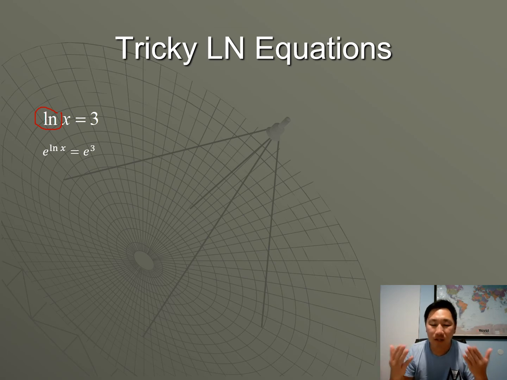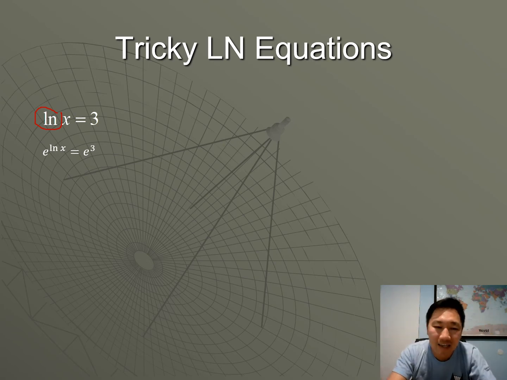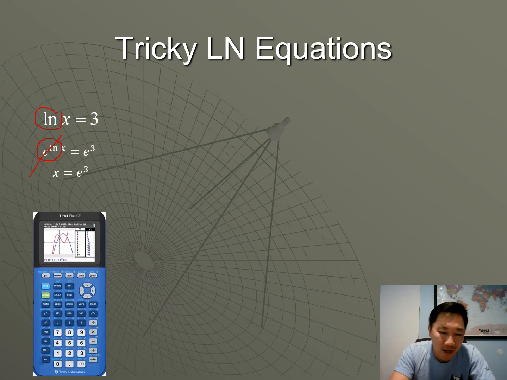As long as we do the same thing to both sides, our equation stays the same. So we're going to raise both sides to an exponent and put e as the base. And the reason why we do that is, notice this will cancel out, and you're going to be left with just x equals e to the third power. Now, how do we do e to the third power? Let's pull out your calculator.